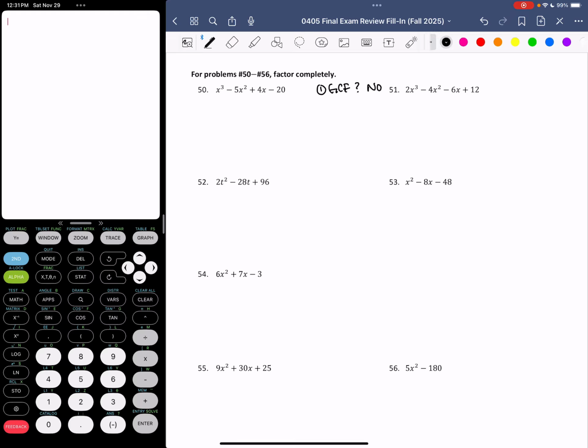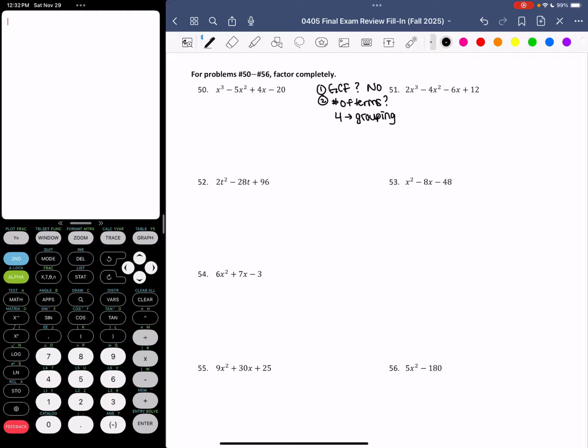So we checked for GCF amongst all the terms. There is not one. So then the second step is, how many terms do we have? Number of terms. In this case, there are 4, right? They're separated by the pluses and minuses. There's 1, 2, 3, 4. That's my 4 terms. So if there's 4 terms, what should we do? Always grouping.